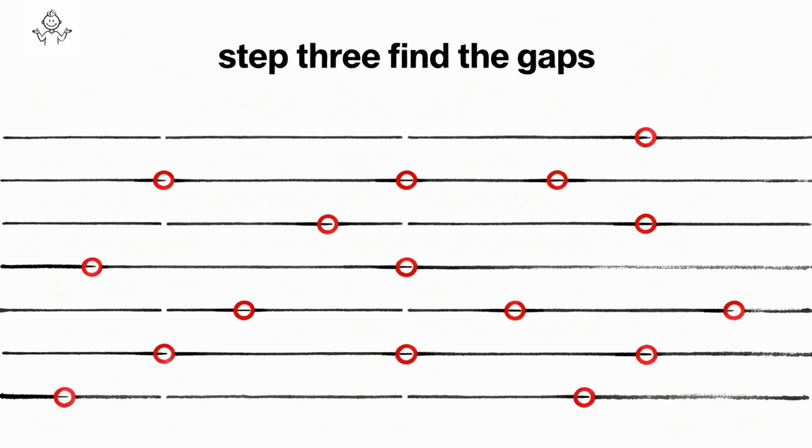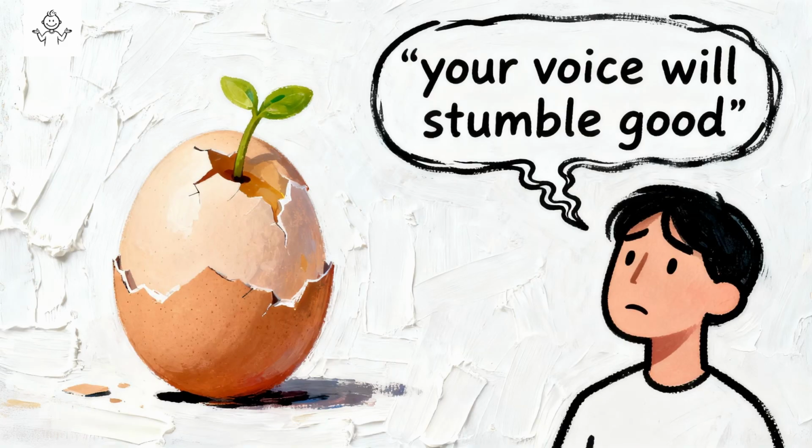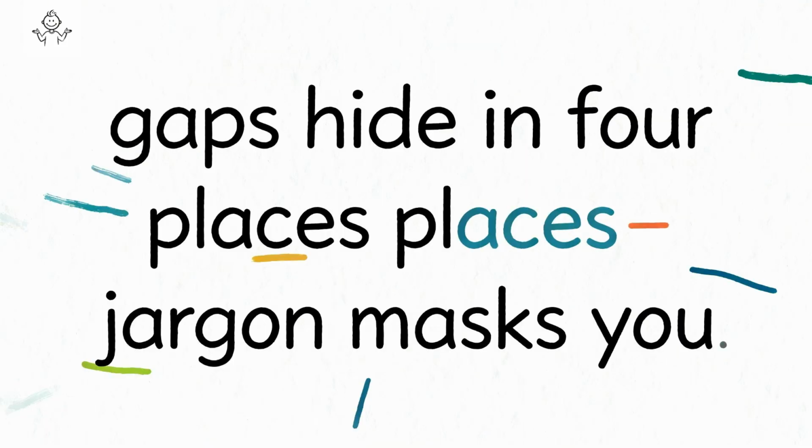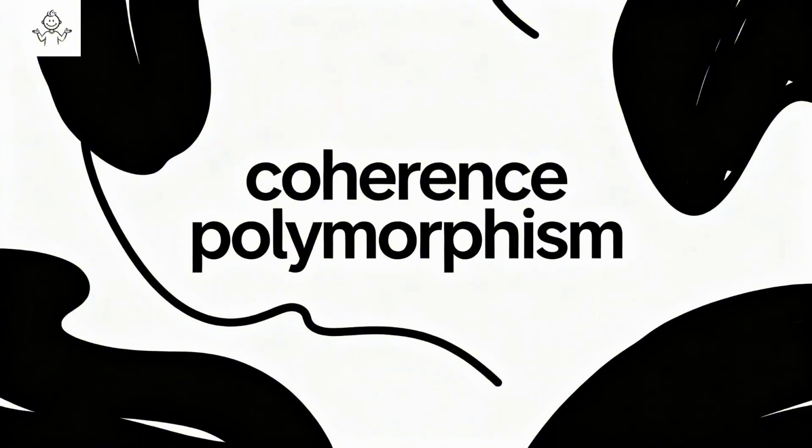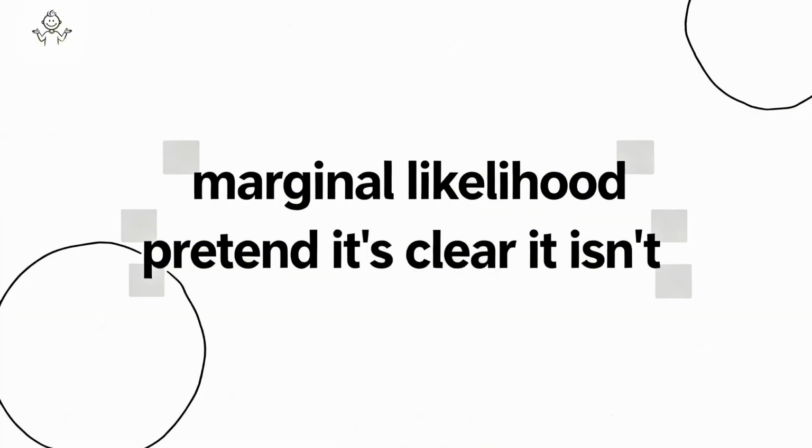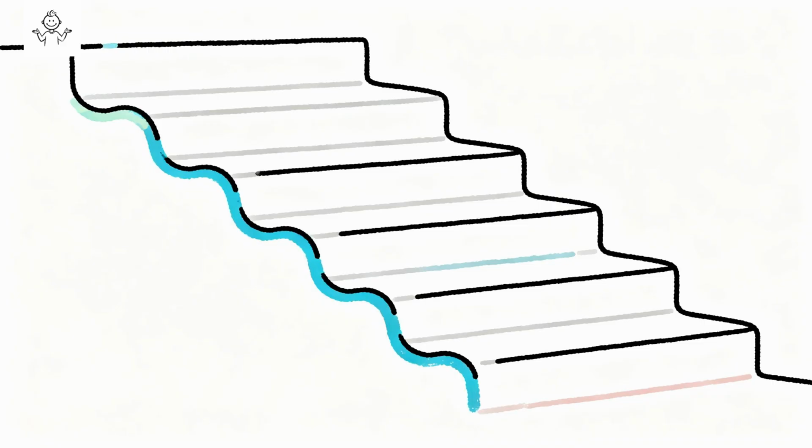Step 3. Find the gaps. The productive pain. Your voice will stumble. Good. That's the method working. Gaps hide in 4 places. Jargon masks. You say coherence, polymorphism, marginal likelihood, and pretend it's clear. It isn't. Hand-wavy steps. Then the magic happens.